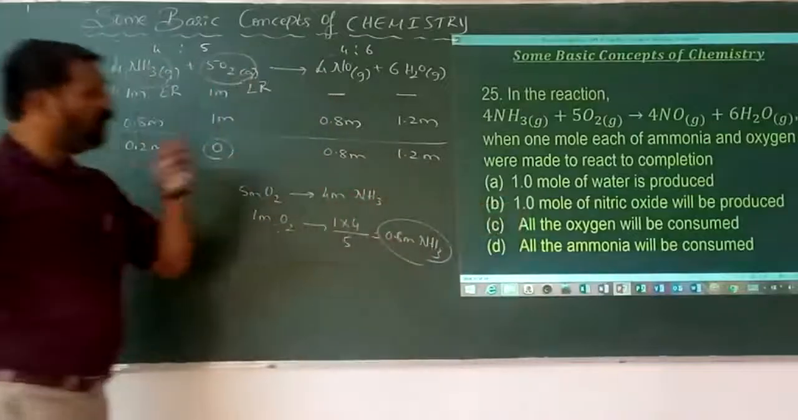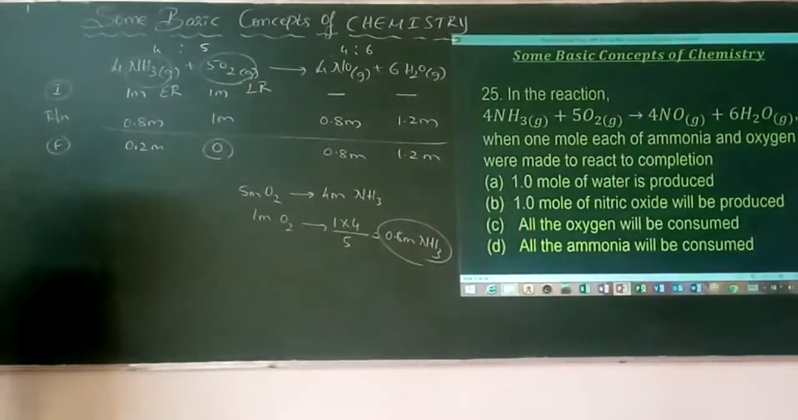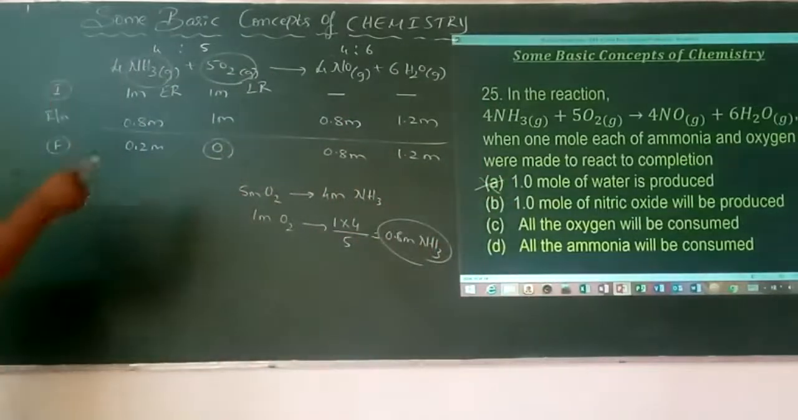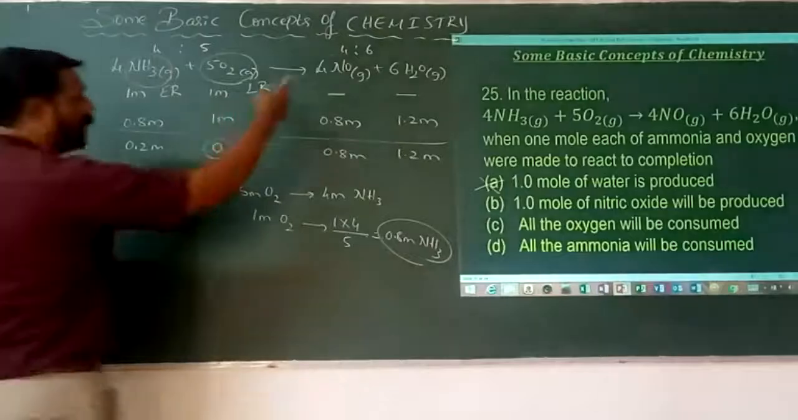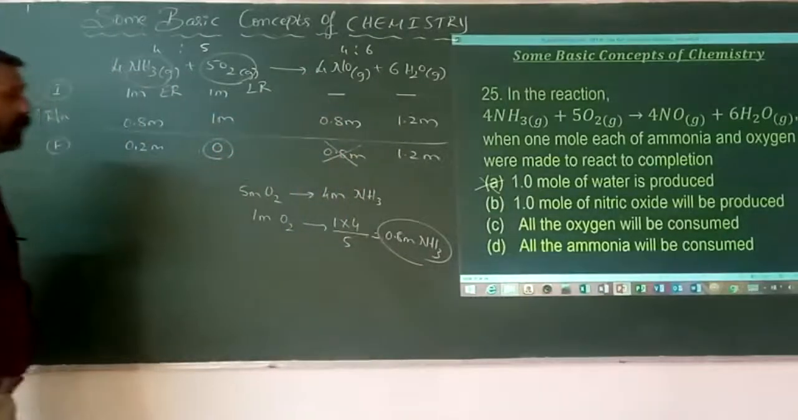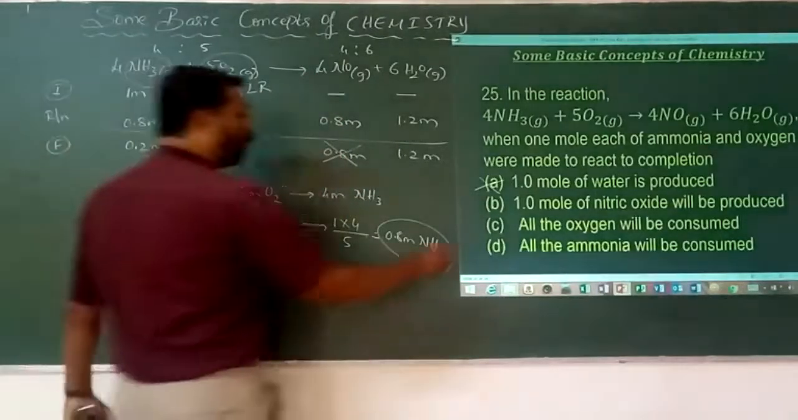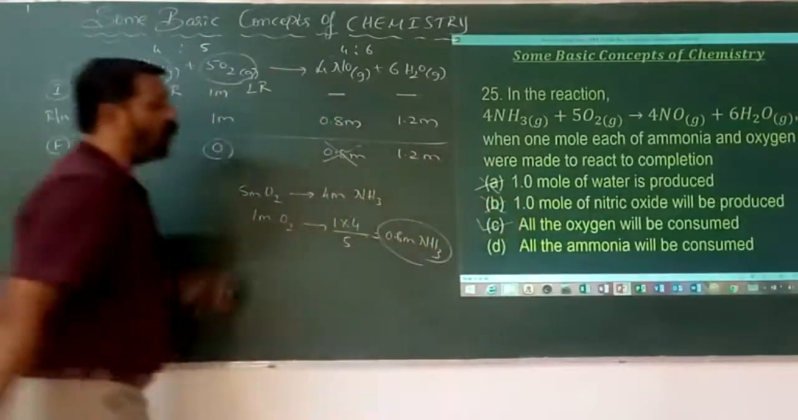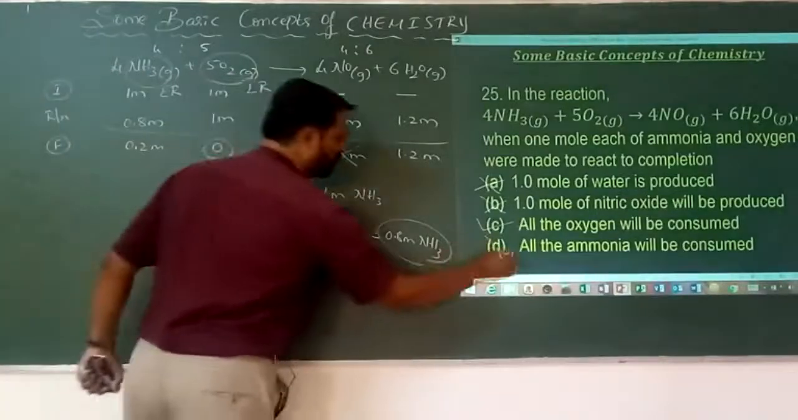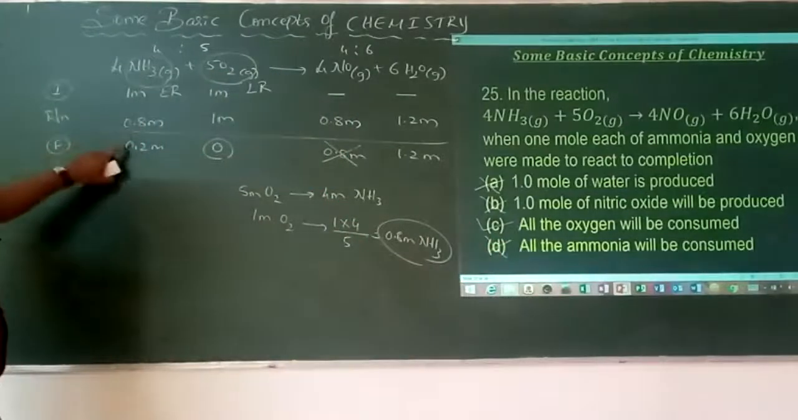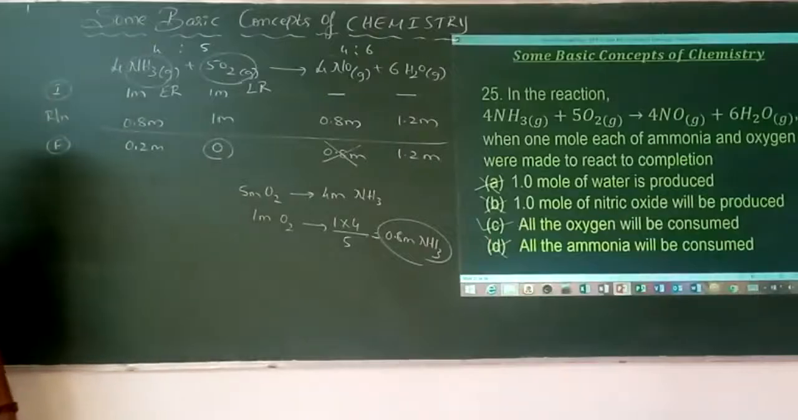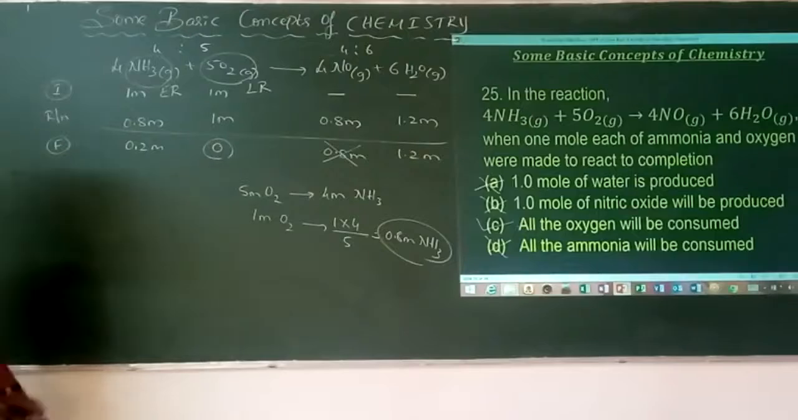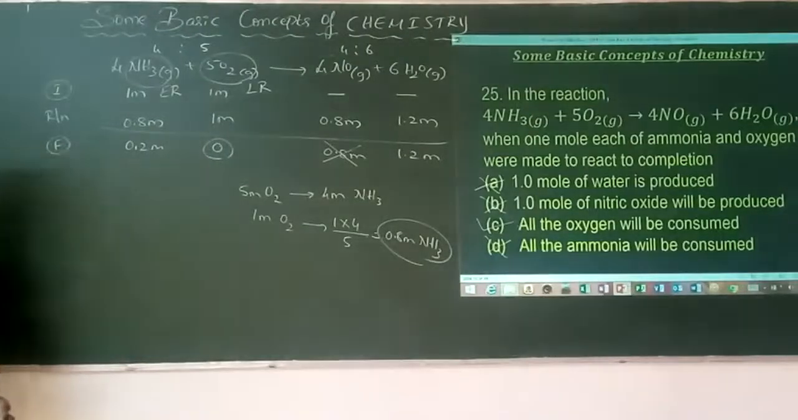So let us take the options for that. 1 mole of water is produced. How much water is produced here? It is actually 1.2. Therefore, it is not possible. Nitric oxide will be produced. How much nitric oxide is 0.5? Therefore, 0.8. No. Has all the ammonia been consumed? No. How much has been consumed? Only 0.8 consumed. Therefore, left with only 0.2. Okay. So this is the option in the form of the limiting reactant and the excessive reactant.